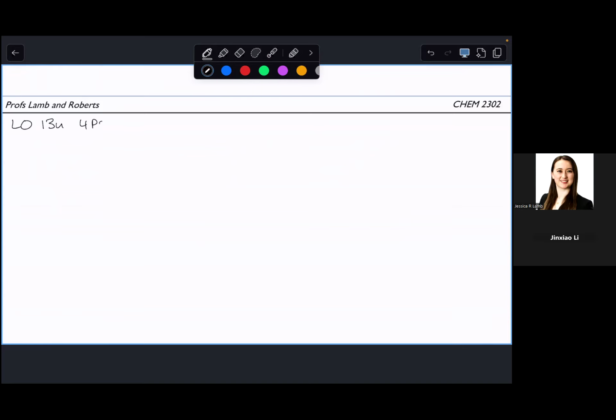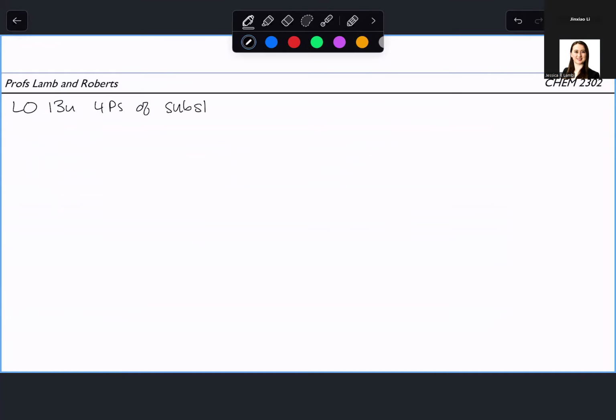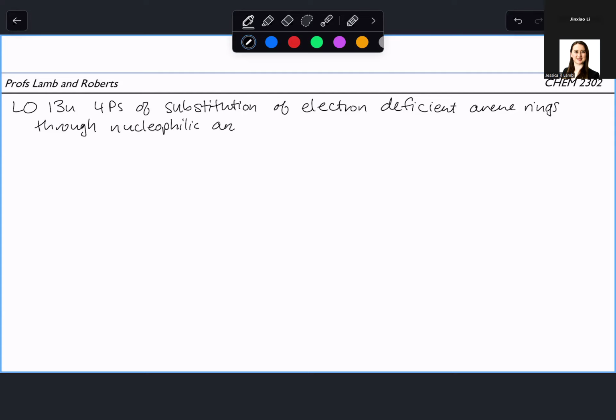The 4 Ps of substitution of electron deficient arene rings through nucleophilic aromatic substitution, or NAS. This is sections 13.19 and 13.20.